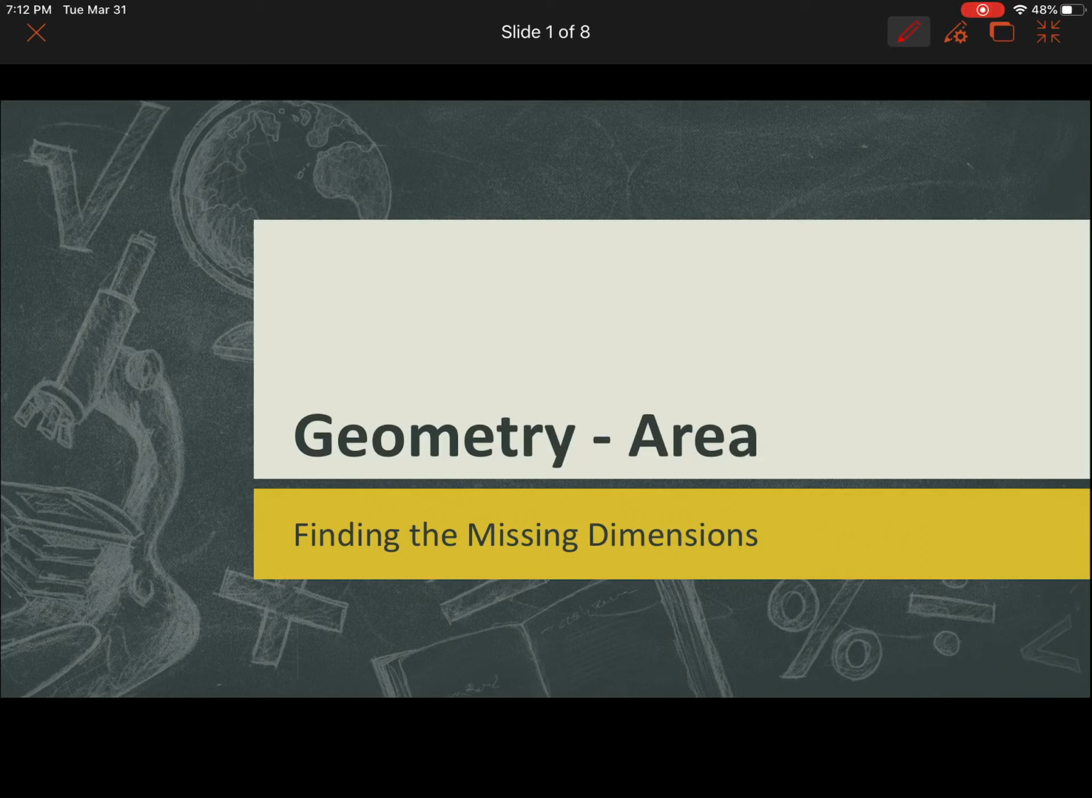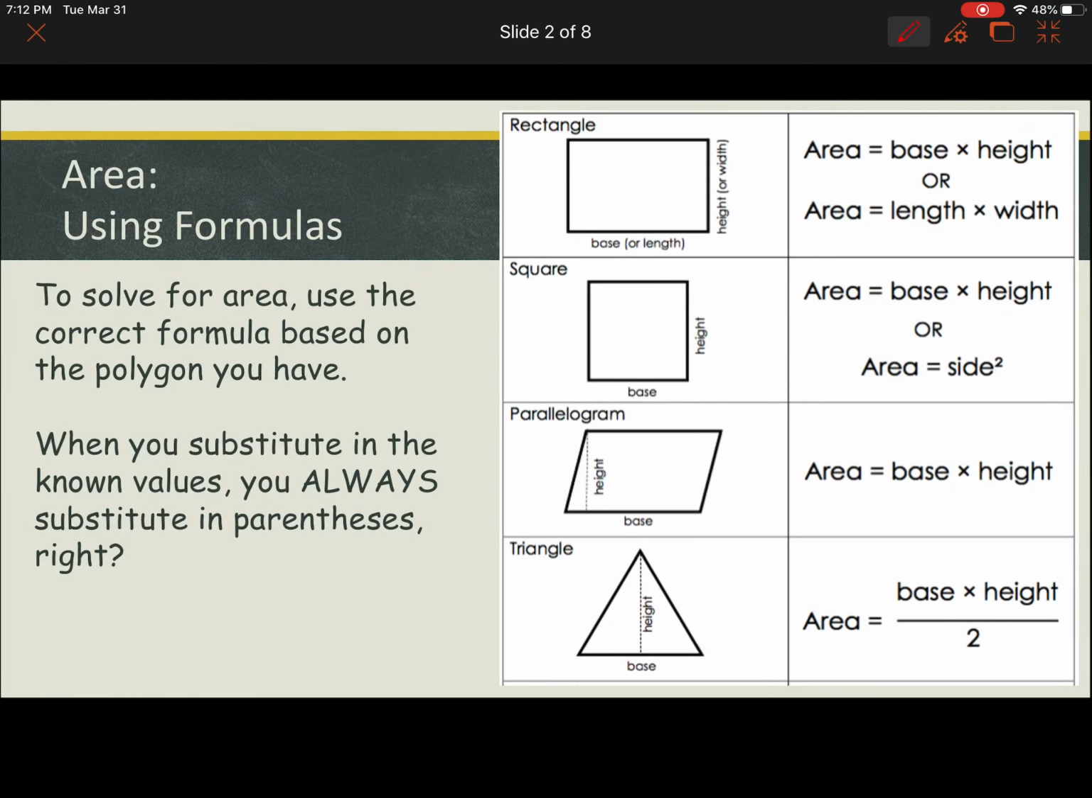So you've already learned about how to calculate area for different geometric figures. In today's lesson, you're going to figure out how you can find if there's dimensions missing from those figures. So we already have the formulas to solve for area, and it's based upon the type of polygon that you have. And when we were calculating the area, whenever you substitute, you always substitute in parentheses, right?